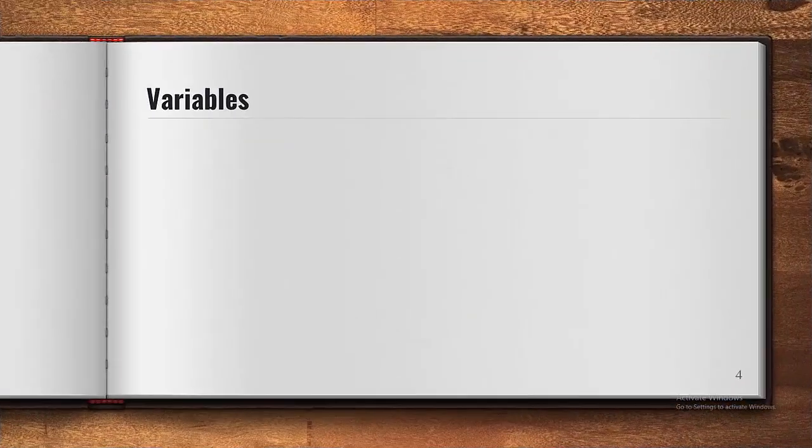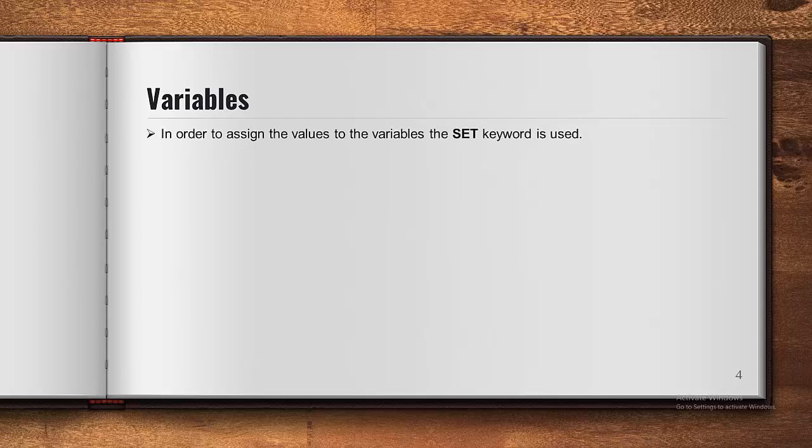And what are the other things available? Now, after declaring, I have to assign the values. In order to assign the values to the variables, we use the set keyword. This also we have seen in our previous video. And the syntax will be like: set variable name equal to value. We have given in the previous video like set x equal to 10, something like that.